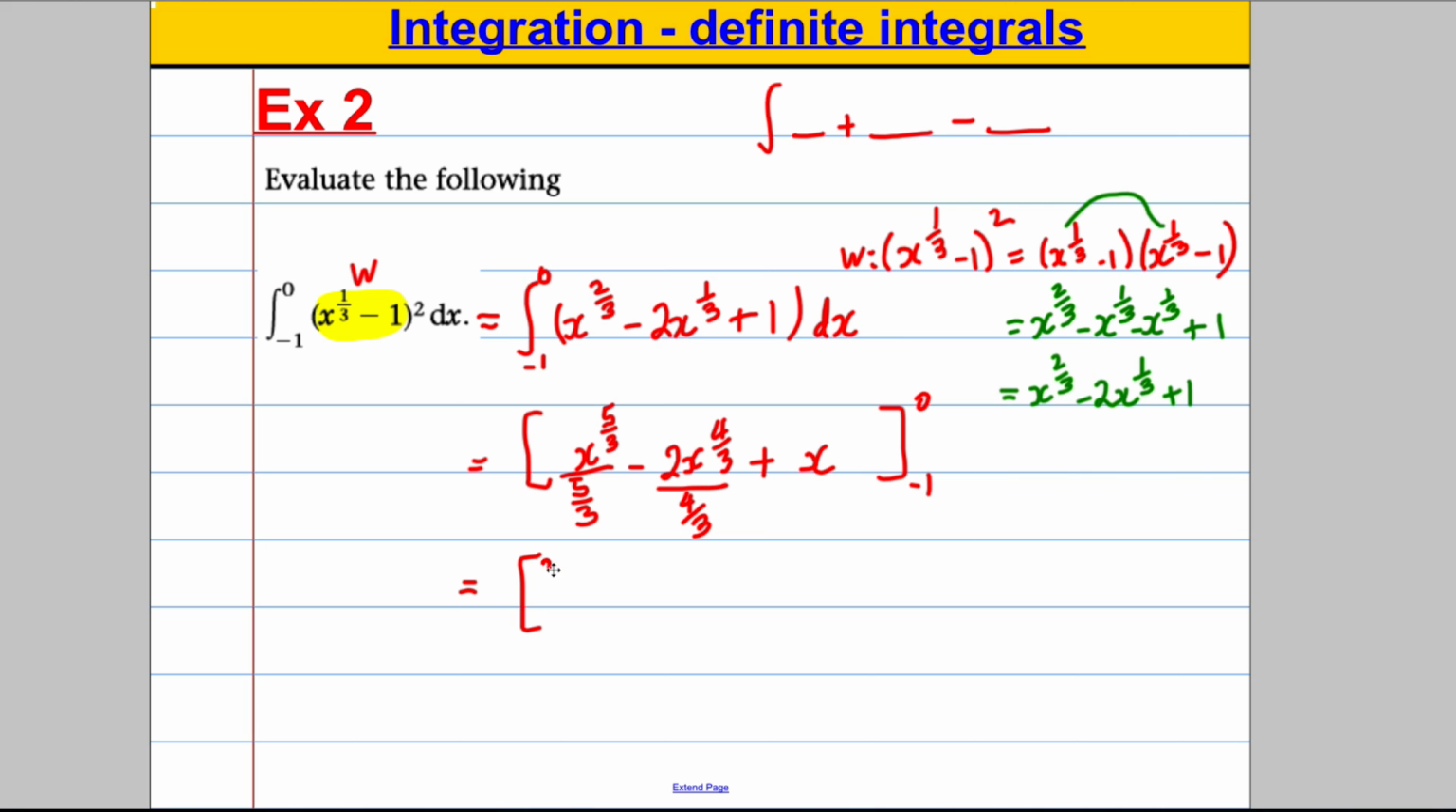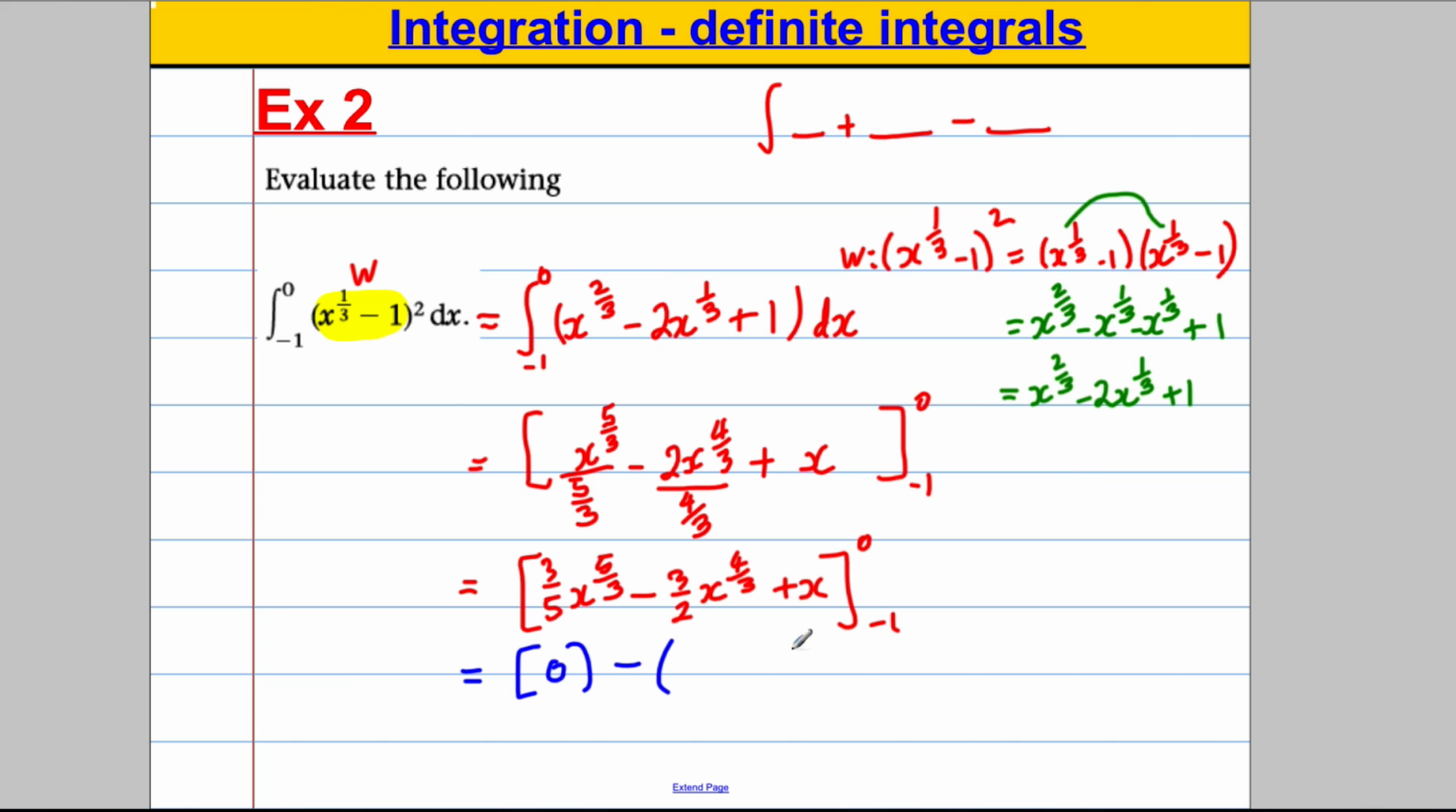This is therefore going to be 3/5 x to the 5/3, take away 2 divided by 4/3. We've got ourselves 3/2, so subtract 3/2 x to the 4/3 plus x, between 0 and negative 1. Now we're ready to substitute 0 in. So if I substitute 0 in here, I'm going to put 0 here, here and here. I'm just going to get 0. It's pretty easy in this case to see I'll get 0.